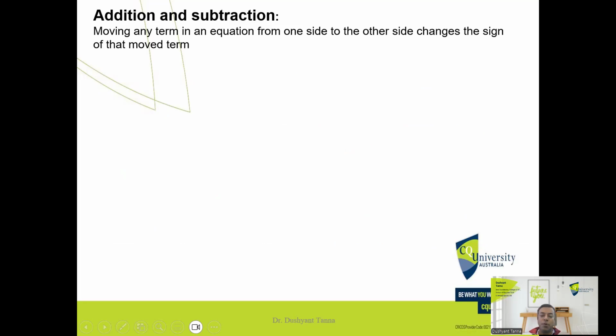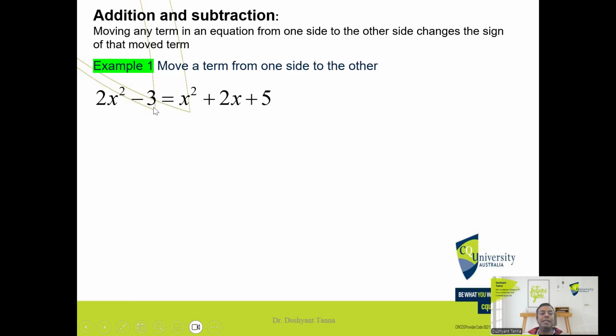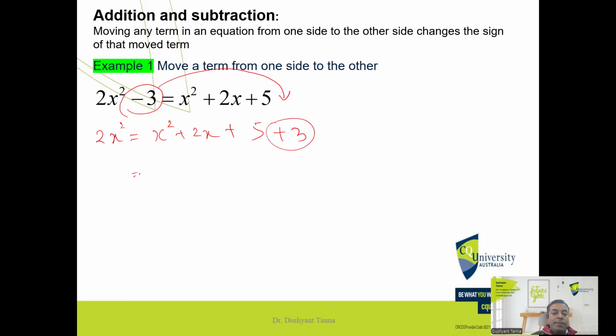Right. So if you move a term from one side to the other, from left to right or from right to left, it will change its sign. What we mean by that: if you have a +2 on the left-hand side, you move it to the other side, it should be treated as -2, right? Example, move a term from one side to the other. Let's say we move 3 from here to the other side. So how should it look? 2x squared is equal to x squared plus 2x plus 5. This was -3. Moved to the other side, it should become +3. Right? You can keep on simplifying if you want.